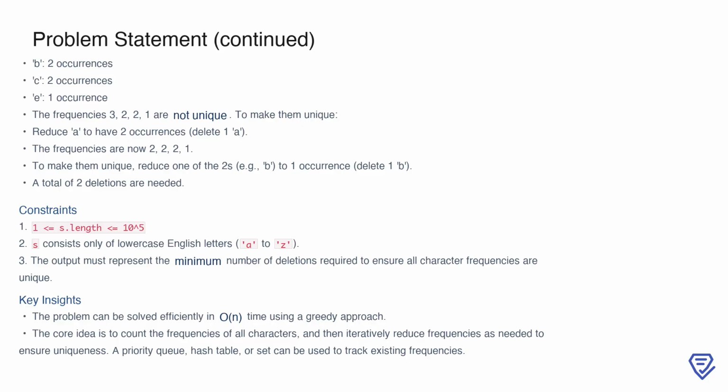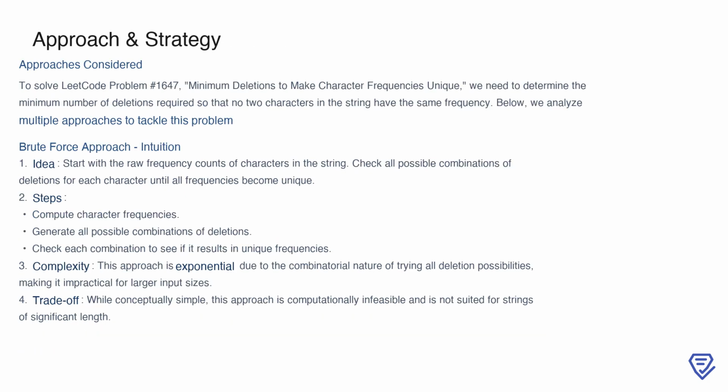The constraints ensure that the solution must be efficient, and a greedy approach can help us systematically reduce frequencies while minimizing deletions. To solve the problem of finding the minimum deletions required to make character frequencies unique, we first considered a brute force approach. The core idea here is to compute the frequency of each character in the string and then systematically try all possible combinations of deletions. This means, for every collision in character frequencies, we explored different ways to remove characters until all the frequencies are unique. While this method is conceptually straightforward, it involves generating and checking all potential combinations, which grows exponentially as the input size increases.